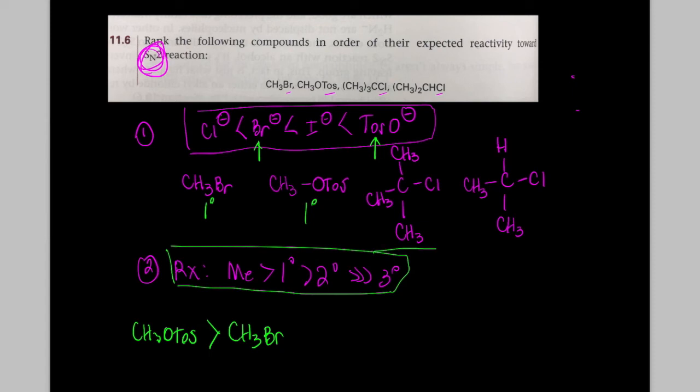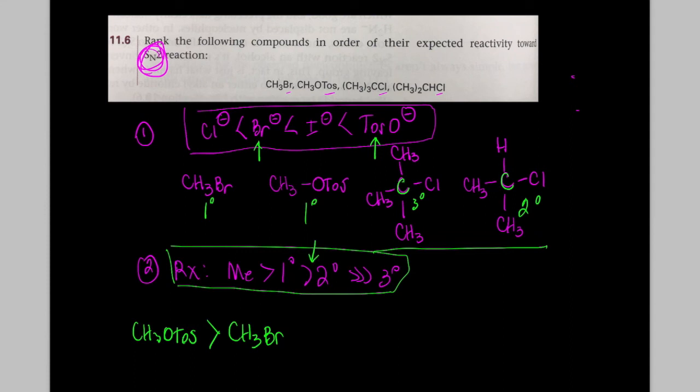Now we have these two here. They're both chlorides. They're both chlorines that are going to be the leaving group as chloride. And so we need to analyze this one here: the carbon that's connected to 3, so it's tertiary, and this carbon is connected to 2, which is secondary.